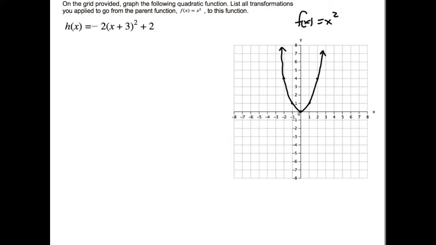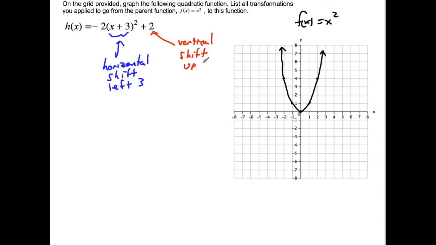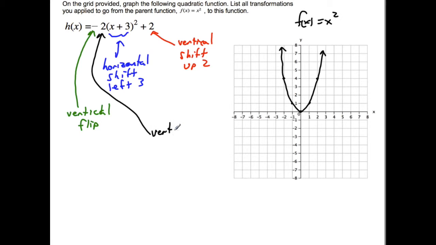Now let's talk about our transformations. Well, remember that we've got a horizontal shift here. We go opposite the signs, we're going to go left 3 spaces. This 2 means we're going to go vertical shift up 2. Now we've got an extra component out here out front. This negative sign means we're going to do a vertical flip. And then the 2 means we're going to do a vertical stretch by 2.